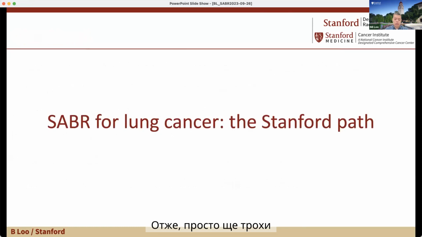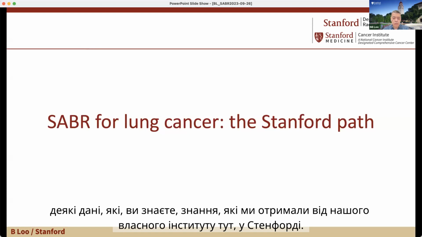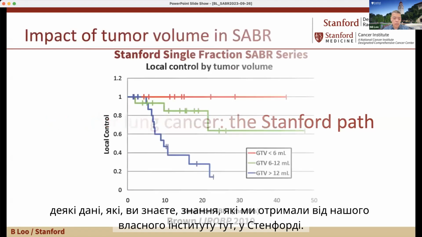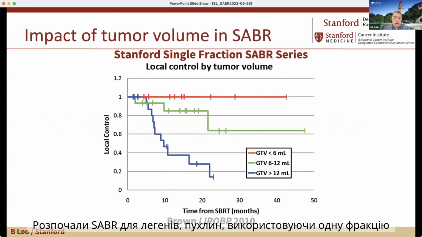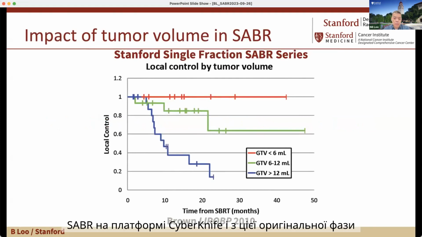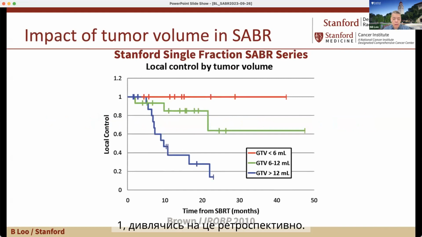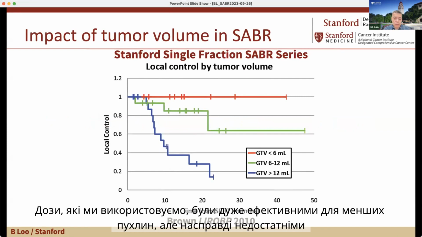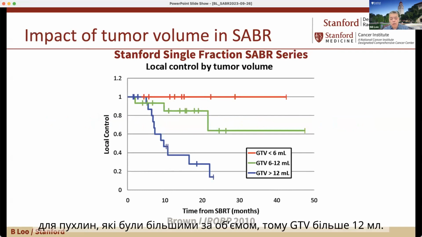So just a little bit more showing some of the learnings that we've gained from our own institution here at Stanford. We started SABR for lung tumors using single fraction SABR on the CyberKnife platform. And from that original phase 1 data, looking at it retrospectively, we found that single fraction SABR at the doses we used was very effective for smaller tumors, but really inadequate for tumors that were larger in volume, so GTV greater than 12 ml.